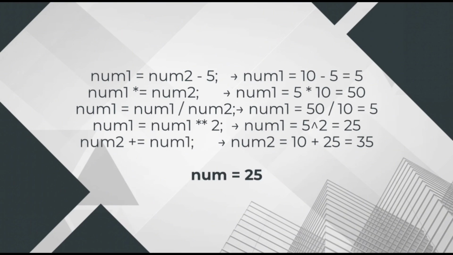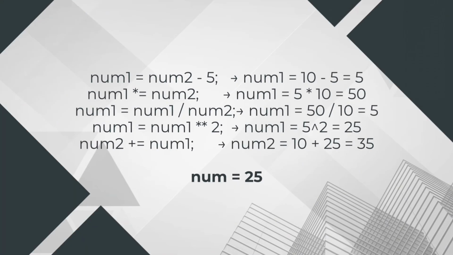After that, num 1 take the place of num 1 to the power of 2. That is 5 raised to 2, which is 25. So num 1 becomes 25. Lastly, num 2 take the place of num 2 plus num 1. That is 10 plus 25, which gives us 35. So the final value assigned to num 1 is 25.